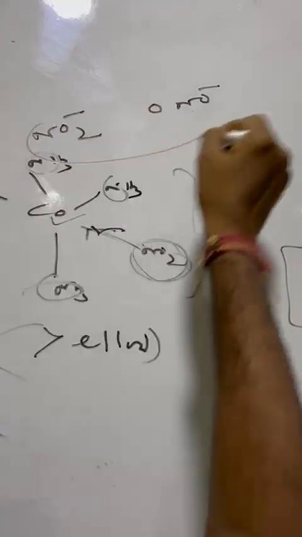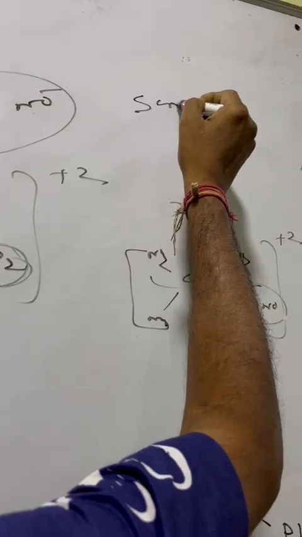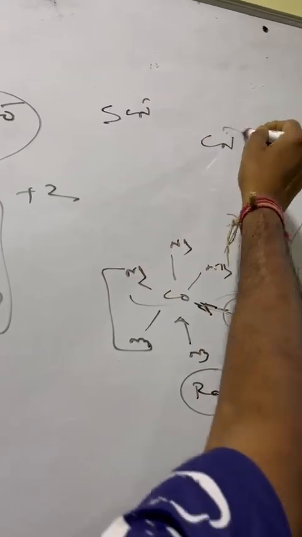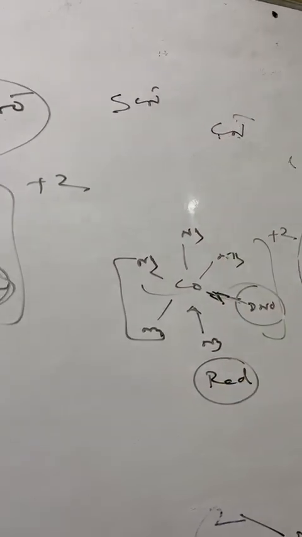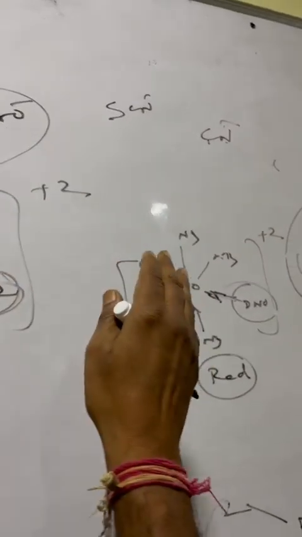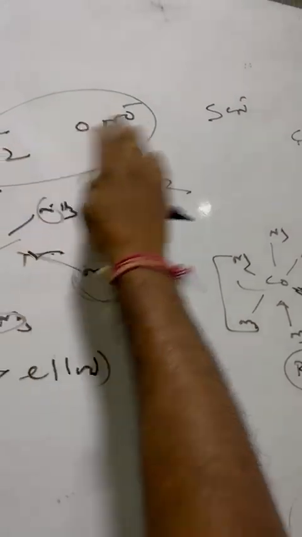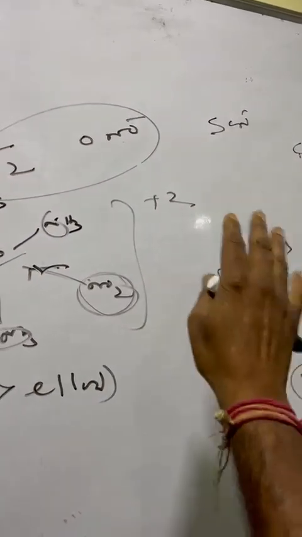That is given by an ambidentate ligand like NO2. It may be thiocyanate ion also. This is also an ambidentate ligand. Cyanide ion, it can donate from carbon as well as nitrogen. So these are examples of this type of ligand. Chelating complex I have already discussed. This is called an ambidentate ligand, a very important type of ligand.